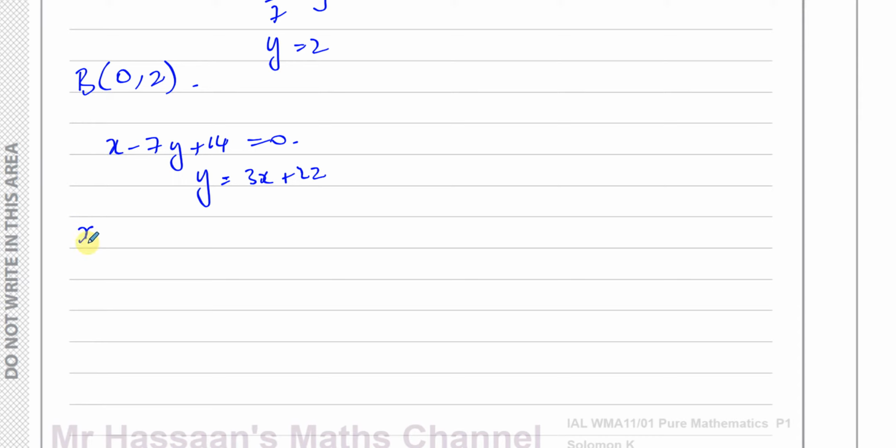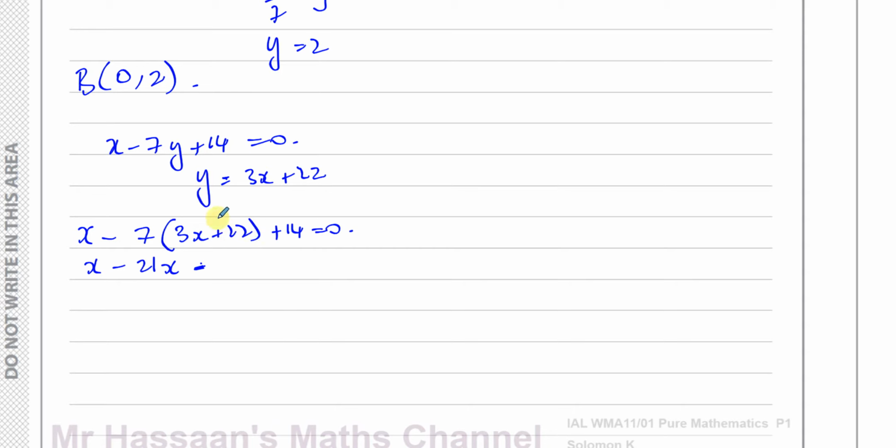So we have x minus 7 times, instead of y, I can put 3x plus 22, plus 14 equals 0. So you have x minus 21x, plus, minus times plus is minus.